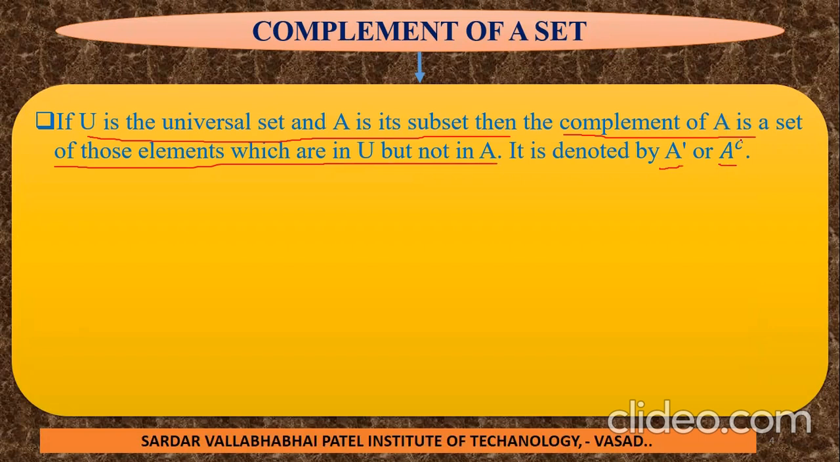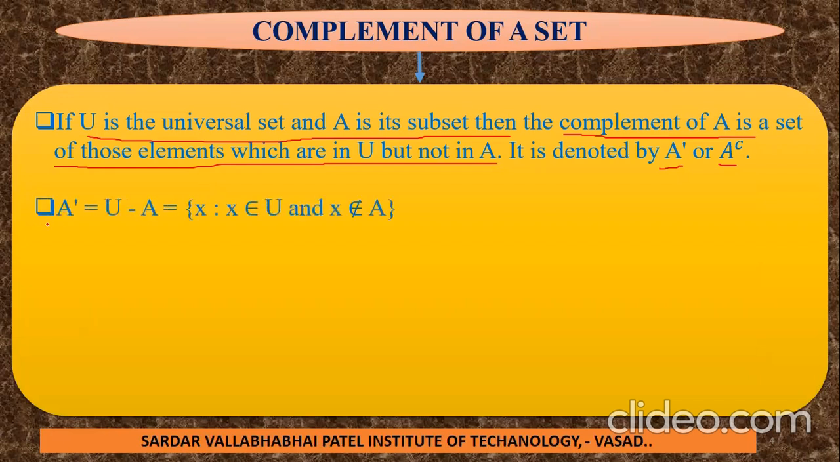So we write A raised to C, which is indirectly A complement or A dash. Again, for the complement of a set, we consider the universal set U, and also another set A which is a subset of U. Then the complement is defined as those elements which are in U but not in A.